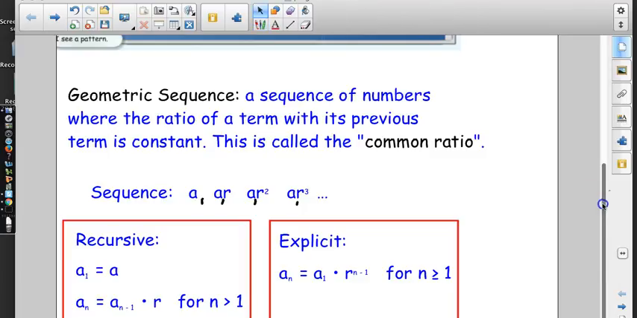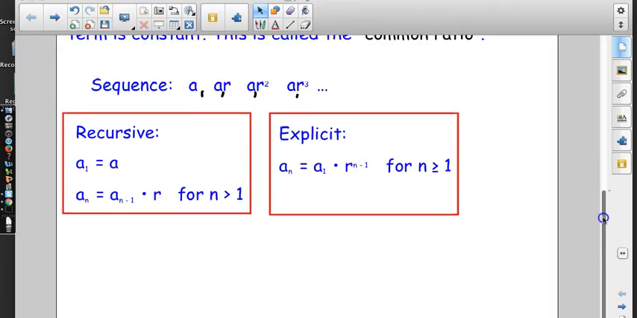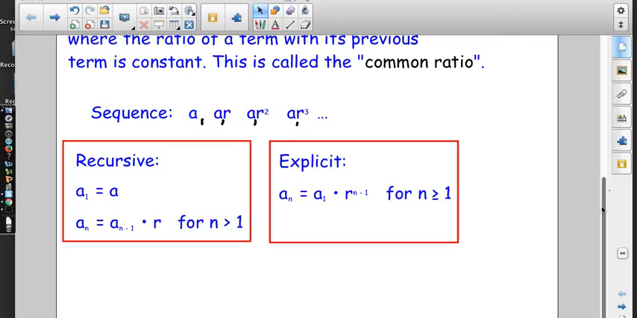So recursively, our formula is going to look like this. Here's the first term, start with this. We have to do that with recursive. And then to find any term, take the previous term and multiply it by r for n greater than 1. So again, we're talking about starting with the first term. We're not going to go to the 0 term when we're doing ours. Explicitly, it's to find any term, take the first term times r to the power of n minus 1, where n is greater than or equal to 1. So if we put a 1 in there, notice what happens. 1 minus 1 would be 0, this would become a 1, and we would just get a sub 1, which would be the first term.